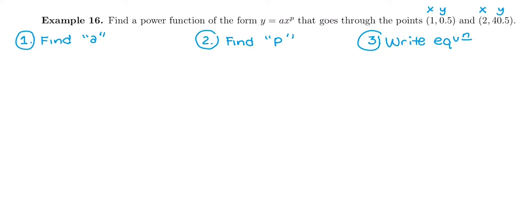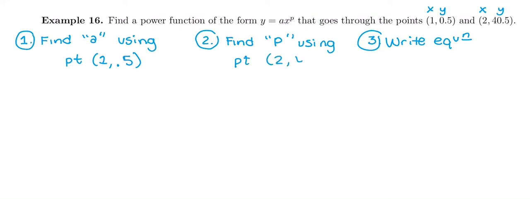We're going to find a using the point that has the x value 1. So in this case, we're going to use the point (1, 0.5). We'll find p using the other point that doesn't have an x value of 1. So we'll use the point (2, 40.5), and then we'll write our overall equation, which is y equals ax to the p, once we know what a and p are.